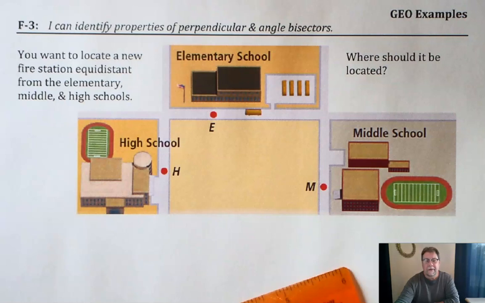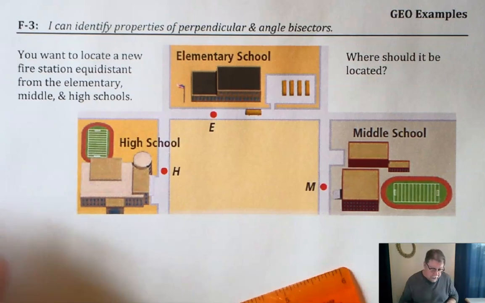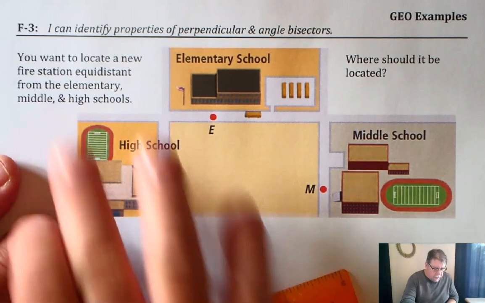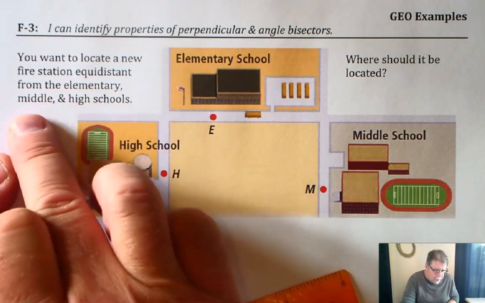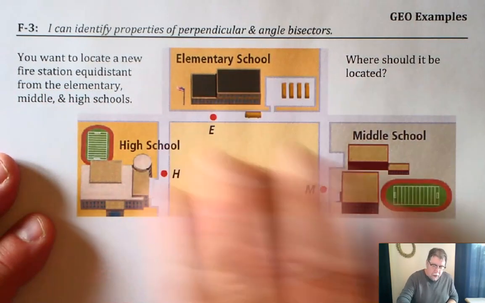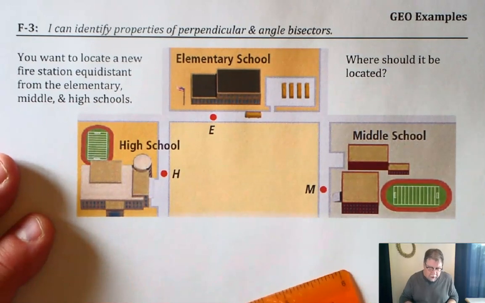Okay, here are a couple of examples to illustrate the perpendicular and angle bisector concepts where we have points of concurrency, the circumcenter and incenter. So let's take a look at this first one. You want to locate a new fire station equidistant from the elementary, middle, and high school. So here's a map. Where should that fire station be located?